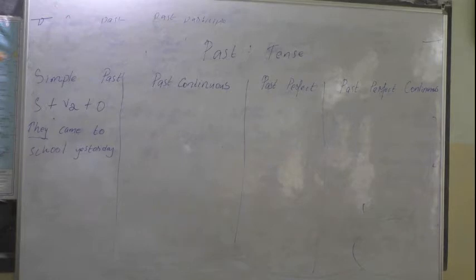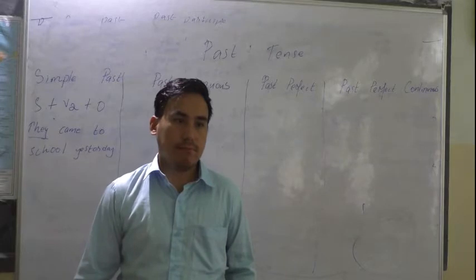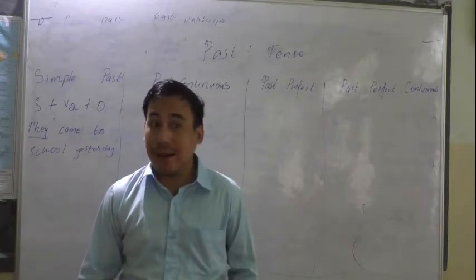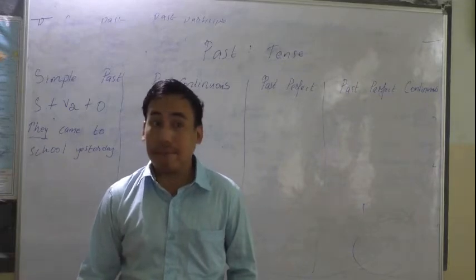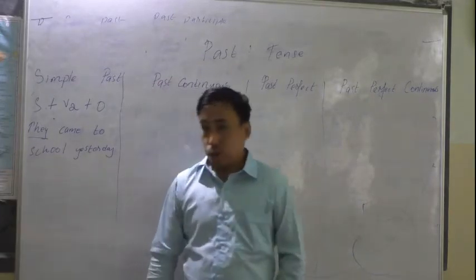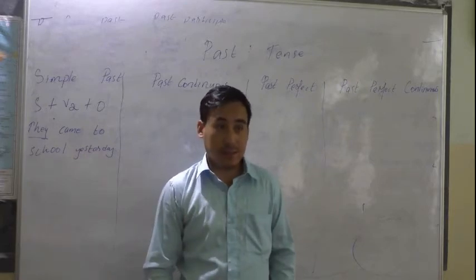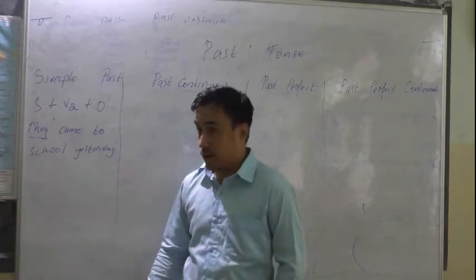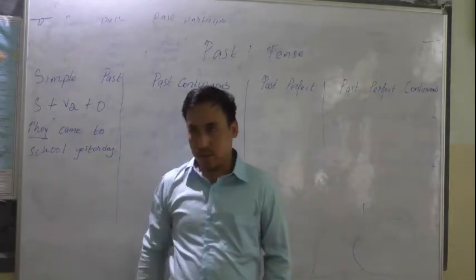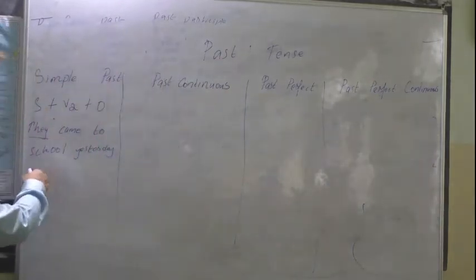Come, came, what is the third form? Come, came, come. They came to school yesterday. They went to school yesterday. Go, went, gone. Yes or no? Second form, got it? Okay. So this is it: they came to school yesterday.